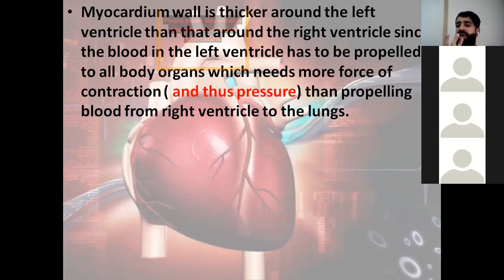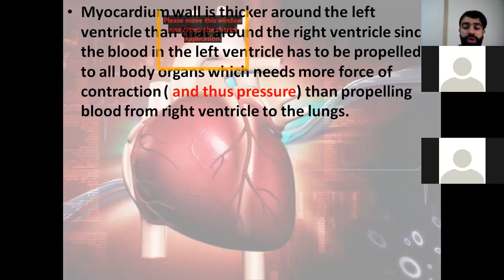Myocardium wall. We said that the myocardium wall is thicker around the left ventricle than that around the right. Why? Because the blood in the left ventricle has to be propelled to all the body organs, which needs more force of contraction, so more pressure. Propelling the blood from the right ventricle to the lungs needs less pressure, less force of contraction. That's why on the left side it's going to be thicker, since it needs high pressure to propel the blood to all the body organs.